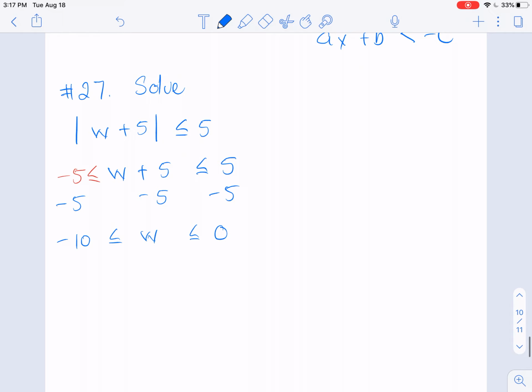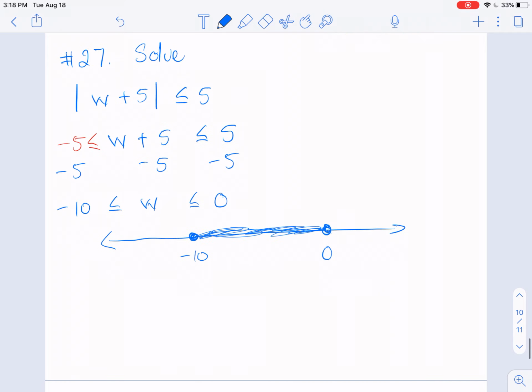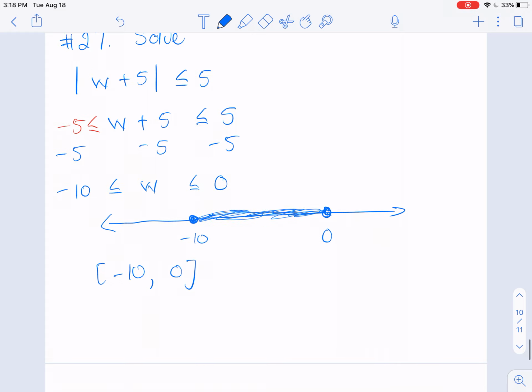Notice that it has to make sense. You see w is in between negative 10 and 0. Makes sense, right? So I have negative 10 here, and I have 0 here. And then w is right in the middle. Okay, so if I want to write the interval notation, I would write negative 10 included, 0 included. Okay, so that's type A.